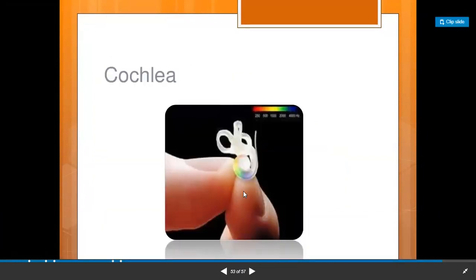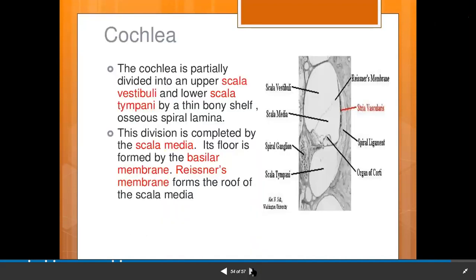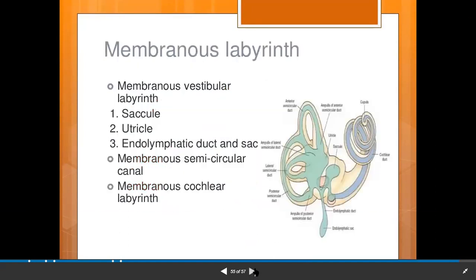So this is the bony shell, and inside the bony shell, we have the organ of Corti, that is for the cochlea. The cochlea is partially divided into the upper scala vestibuli, scala media, and scala tympani. I hope you have studied this when you were doing physiology as well. See, the outside is the bony shell, inside is the membranous one.